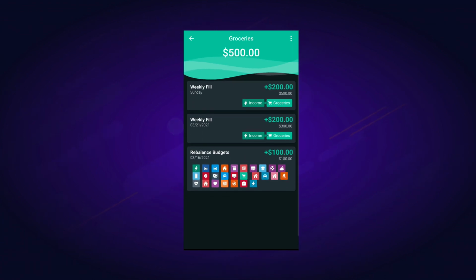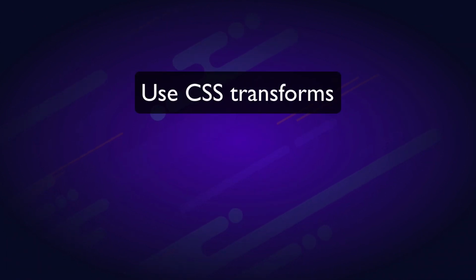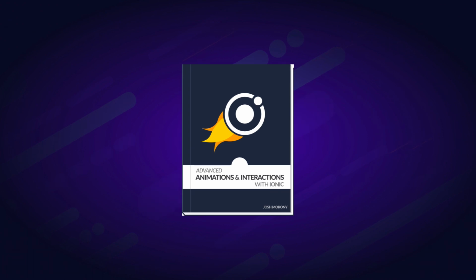Cory highlighted two important aspects he keeps in mind for creating performant animations, and those are to use CSS transforms like scale, translate, and rotate for animations wherever possible, and to use request animation frame to prevent jitter. I don't want to go off on a tangent about why those things are important, so I will link to some additional resources below that explain these concepts. And I do also have an entire book on creating performant animations and interactions with Ionic if you want to check that out. So I will link to that in the description as well.